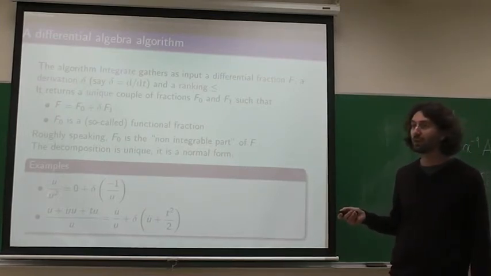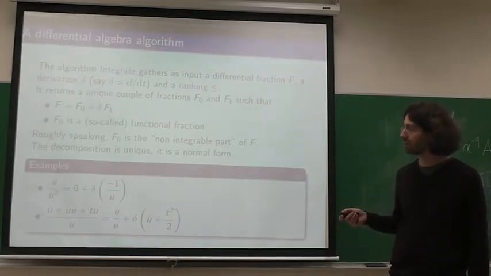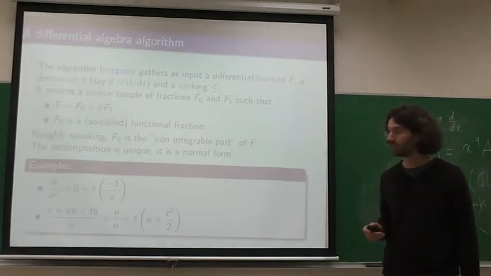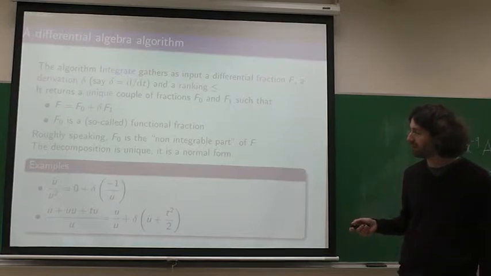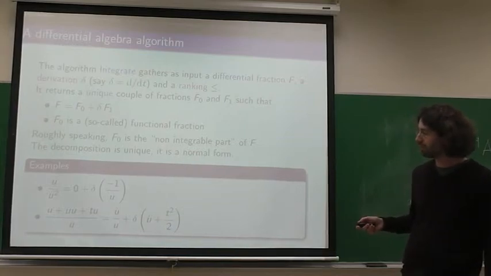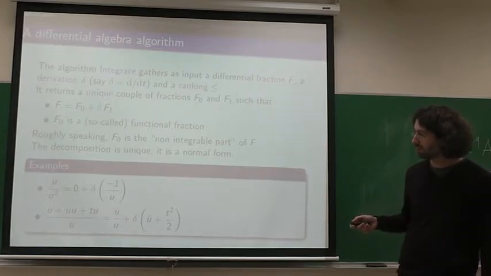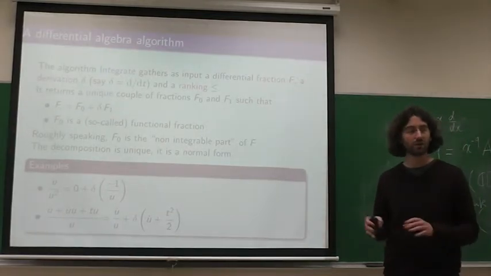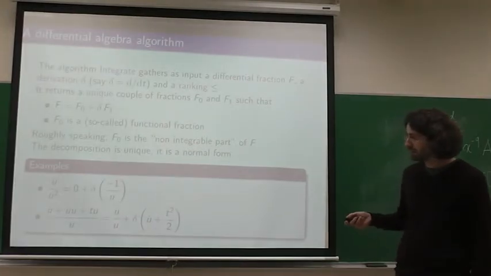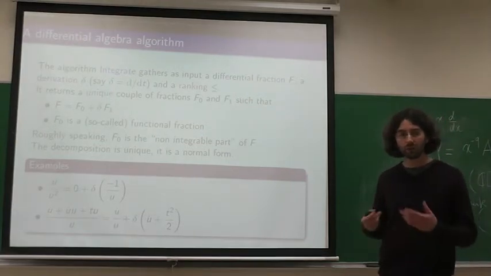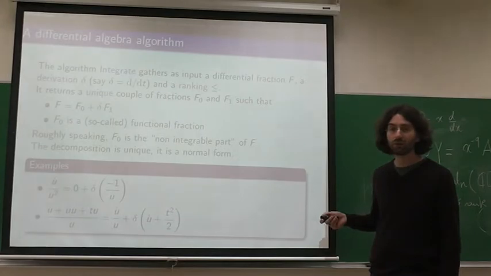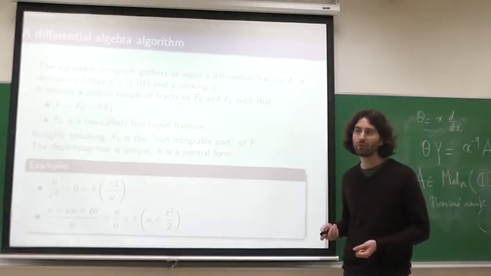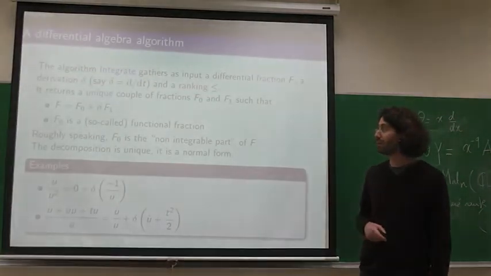u prime over u squared is obviously the derivative of minus 1 over u. So in that case, there is no functional part. And in this example, I've hidden a non-integrable part, u prime over u, and there is a derivative of (u prime plus u squared) over 2. It's almost obvious here, because u second here is multiplied by u, which is simplified by the denominator. So in some sense, you have to clean a bit the fraction to find what is integrable and what is not. And here, u prime over u is really, in our sense, non-integrable because we want to consider only fractions. You could integrate that with a logarithm, but you would go outside differential fractions.